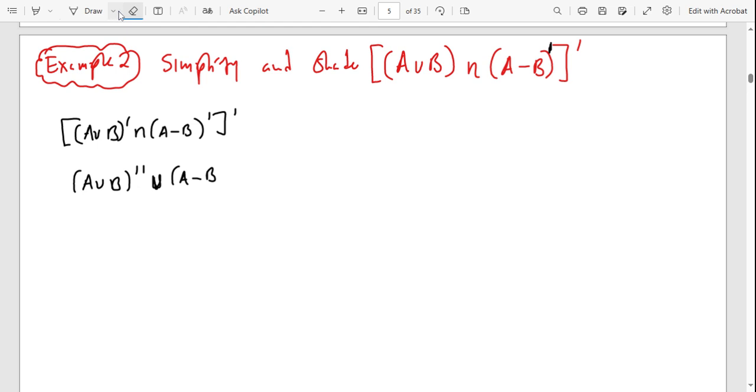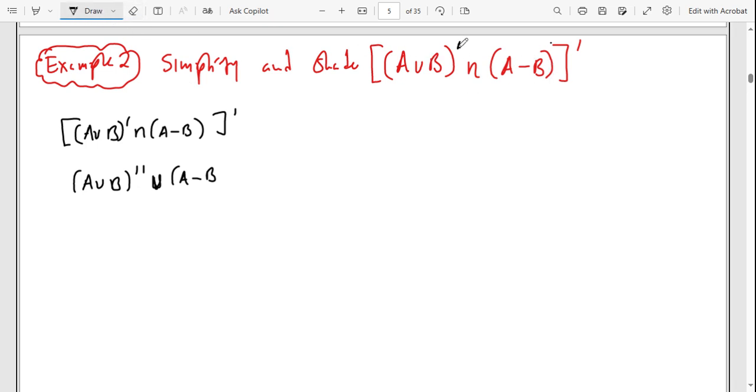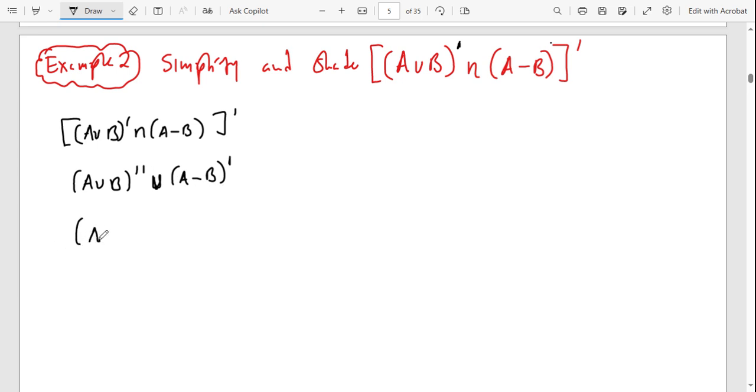Someone wants to ask a question. Okay, let me remove this complement from here, because there is a complement at that particular point. You've seen the way I've written it. I've first distributed the complement to A union B. There was already a complement there, so there are now two complements. And the A minus B also has the complement distributed to it, so it will be here. The two complements, remember, they'll cancel out, so that will be A union B.